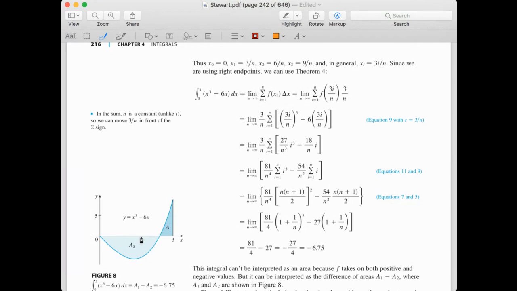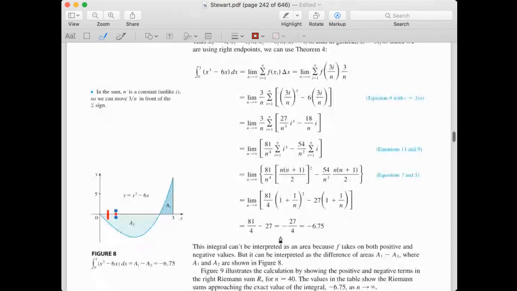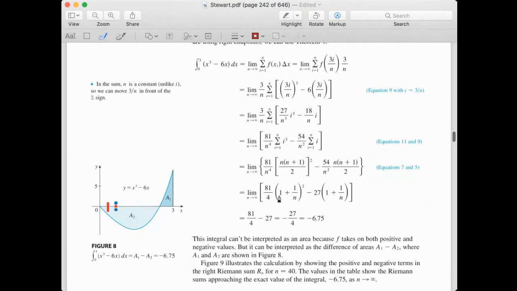Then the first one, we're evaluating at the right point. The first one would be 1 times 3 over n, 2 times 3 over n, and so on and so forth. So we evaluate the function value, then we do the calculation. In the end, we take a limit when n approaches infinity. We have this: 81 times 4, 1 plus 1 over n squared minus 27 of 1 plus 1 over n.